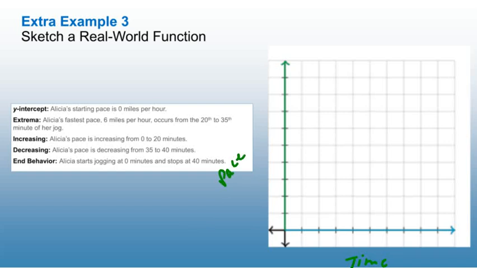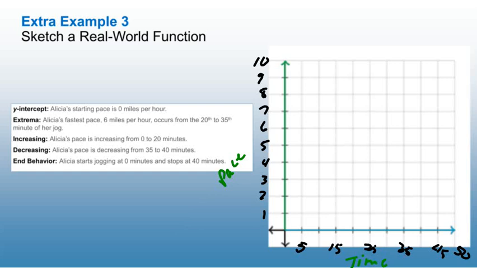We're going to label our axes now. So we're going to count by fives for the time: 5, 10, 15, 20, 25, 30, 35, 40, 45, and then this last one is 50. And then we're going to count by ones here: 1, 2, 3, 4, 5, 6, 7, 8, 9, and 10.